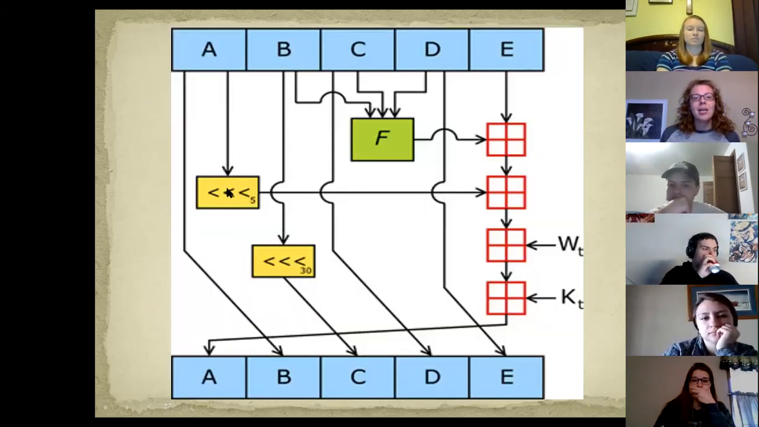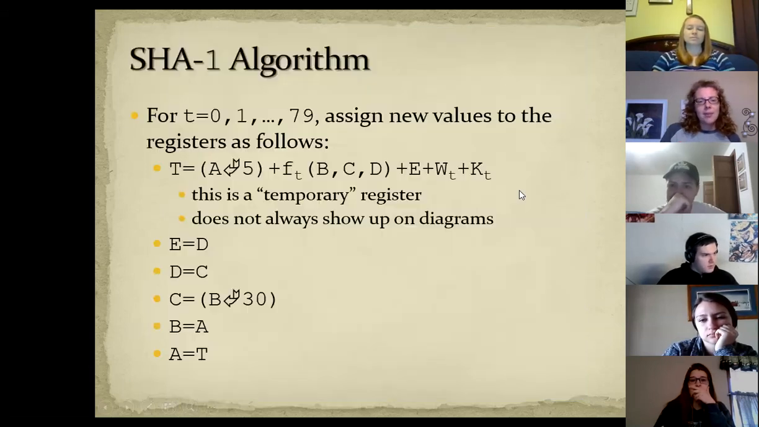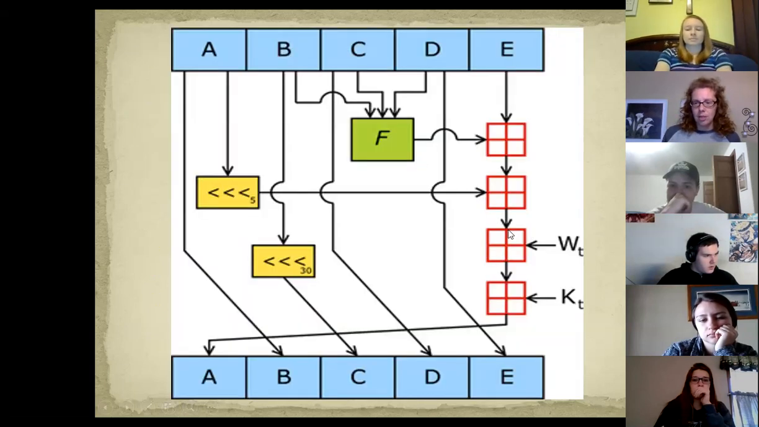To that, we are adding the value of A that we had rotated. This is my first addition on the previous slide. I'm taking the value of A that I had rotated and adding that to here. So we see those? All good?